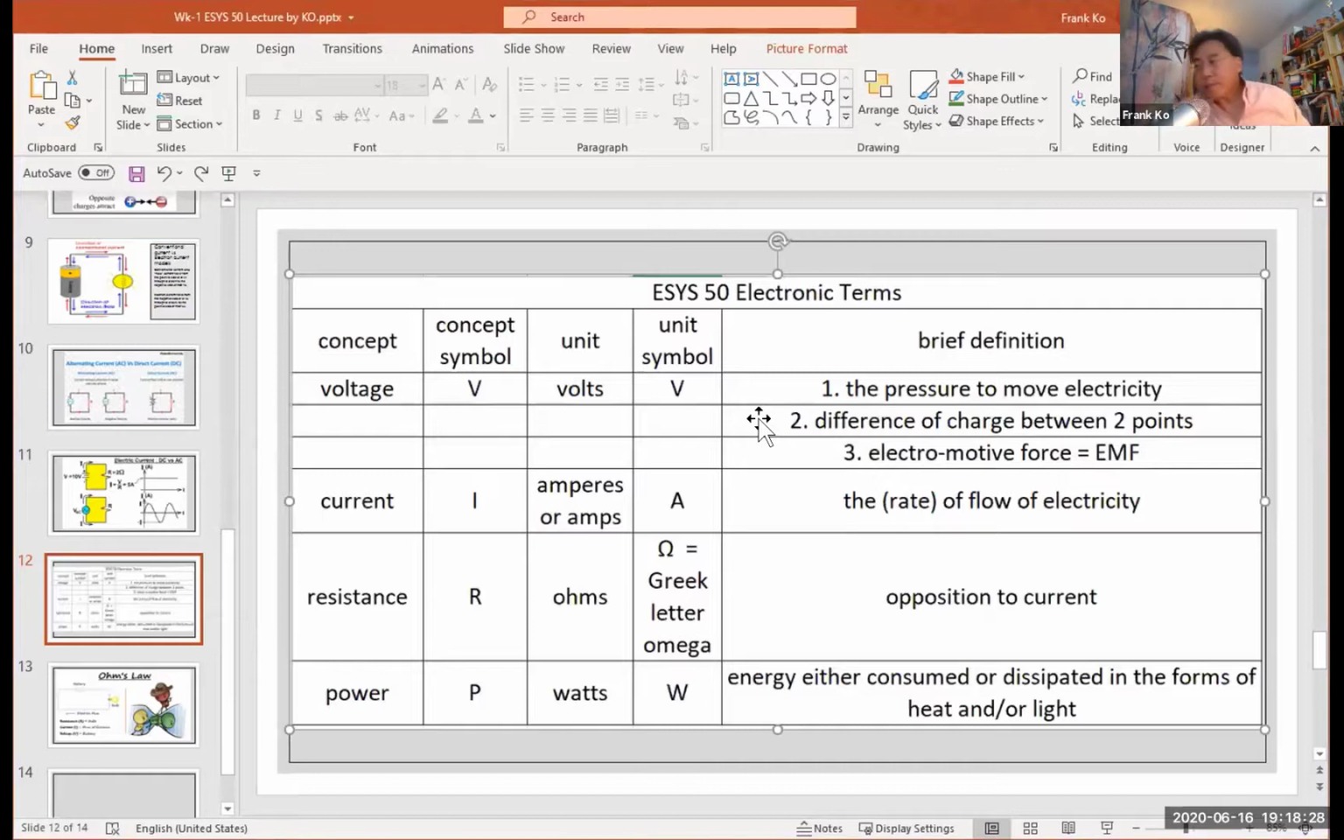Another definition of voltage, which I put down as number 2, is the difference of charge between 2 points. When we go to measure voltage, we'll do the measurements with a digital multimeter. The digital multimeter has 2 probes. It'll have a red probe and a black probe. And what I'm going to do with these probes is measure between two points. And so voltage is always measured between two points.